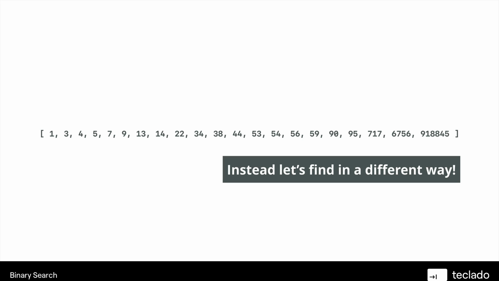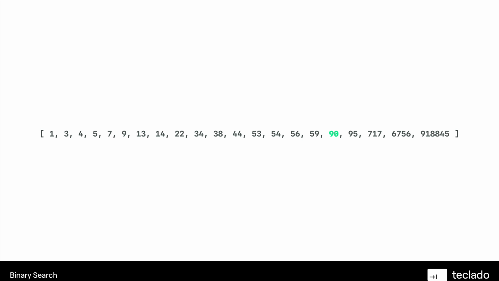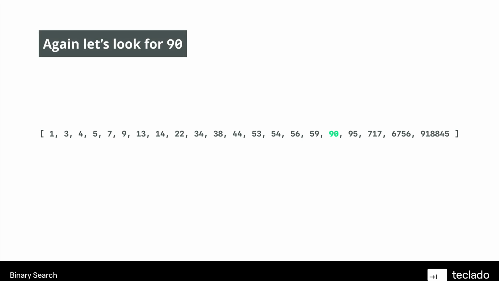Remember, one important aspect about lists is that you can access any one element. It doesn't have to be the first element. You can access the last element or an element in the middle if you want. So let's look for 90 with a slightly different algorithm. Instead of starting at the first element, we're going to start at the middle element. The middle element in this list is 38, which is index number 10.